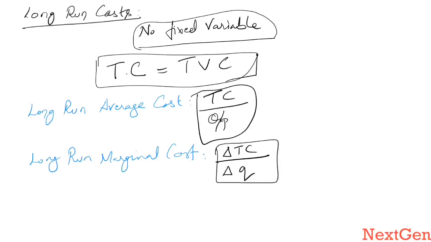You might be wondering why total cost is equal to total variable cost. Since it is the long run and there is no fixed input, therefore there is no fixed cost, so total fixed cost equals 0.